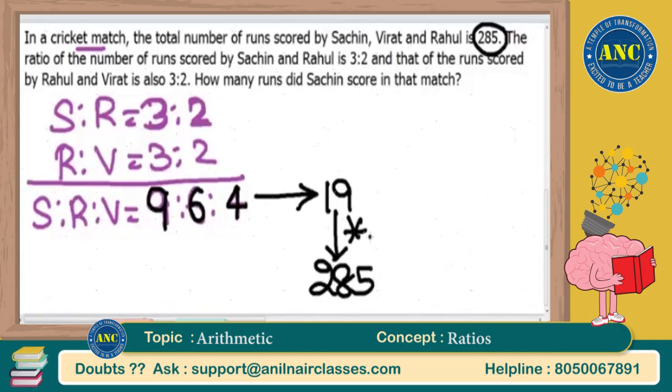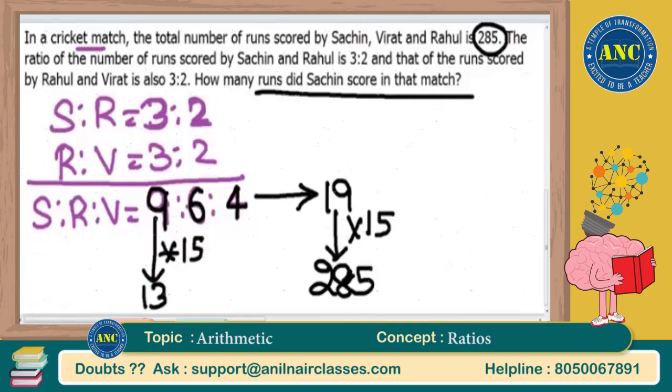19 into which number is 285, sir? Let us find it out. 19 into 1 is 19, another 95. Yes, 19 into 15 is 285. How many runs did Sachin score? According to ratio, 9. According to question, 9 into 15, it is 135.